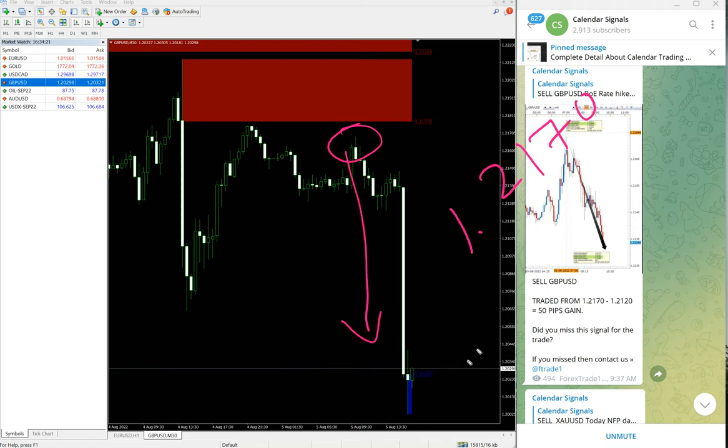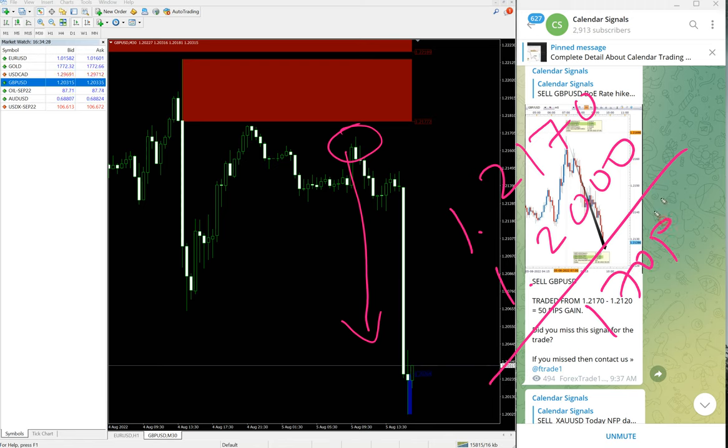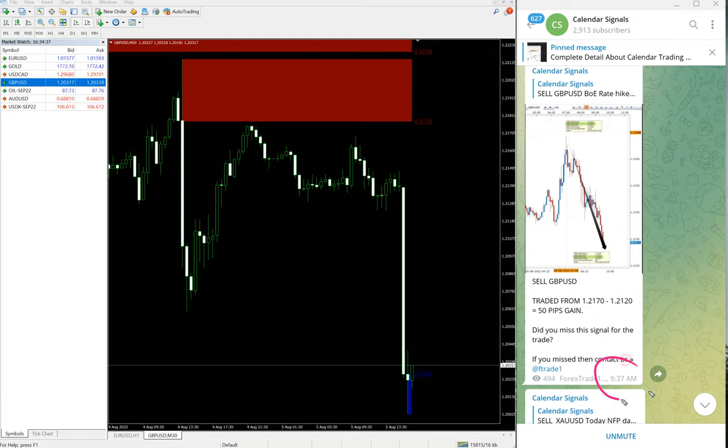And low traded 1.200, so 170 pips gain, huge profit on sell GBPUSD. And you see at 9:37 a.m. GMT, this is as per the GMT timeline, this timestamp. At that time, low traded was 1.2120. At that time, it made 50 pips gain. You see, now it fell down so much, and 170 pips gain on sell GBPUSD.